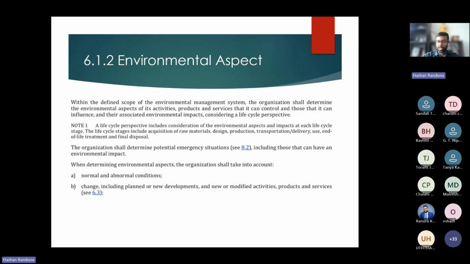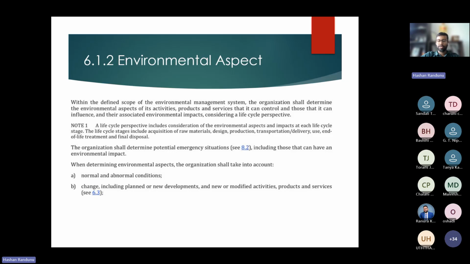If they do not consider a life cycle perspective, they can hand over the sludge to a waste collector, or they can release that treated wastewater to a municipal drainage, a water body, or to the ground.